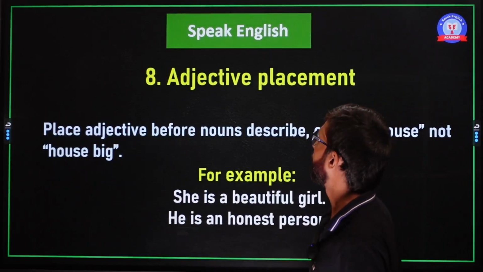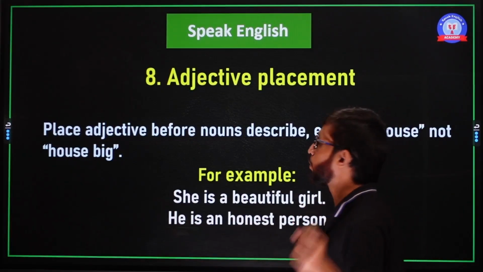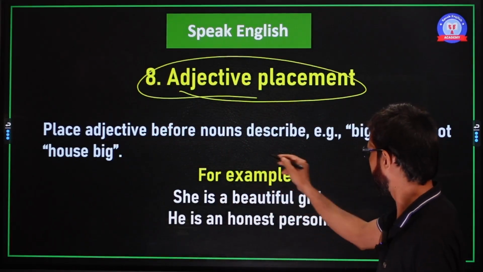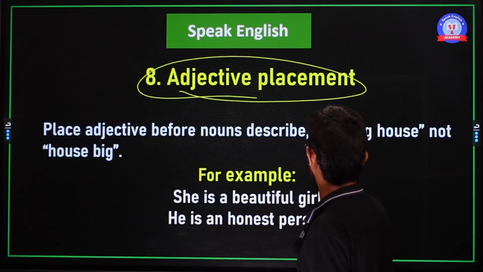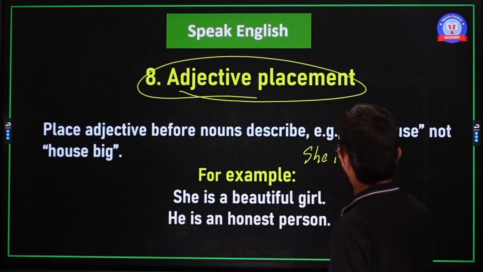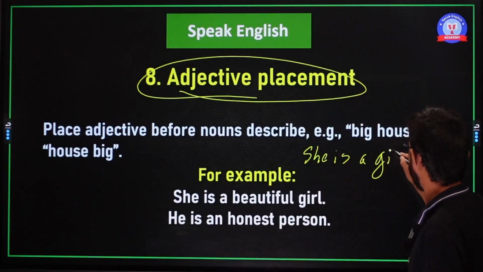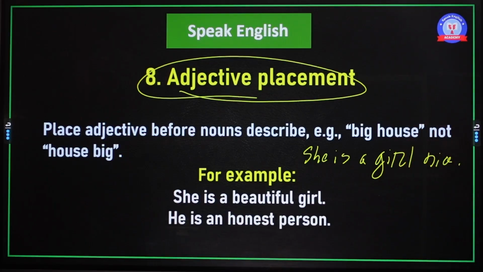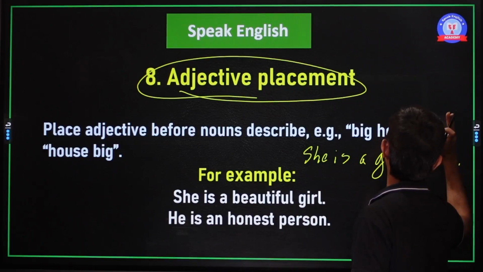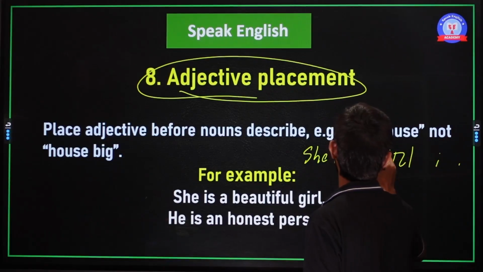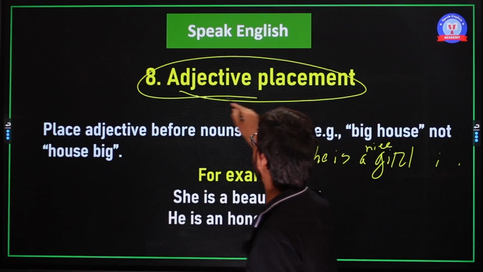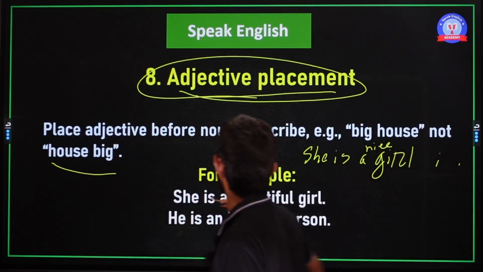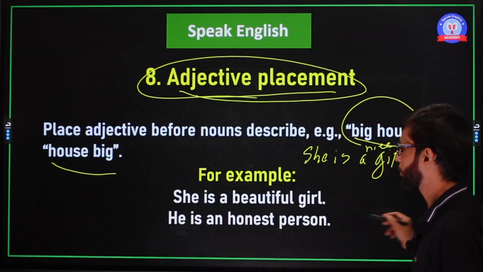Okay. Now, the next important rule, number 8, adjective placement. Let me show you an example. She is a girl nice. Is it okay? She is a girl nice. No, never. Rather, I have to write, she is a nice girl. So that is called adjective placement. We are not allowed to write "house big." We have to write "big house," right?